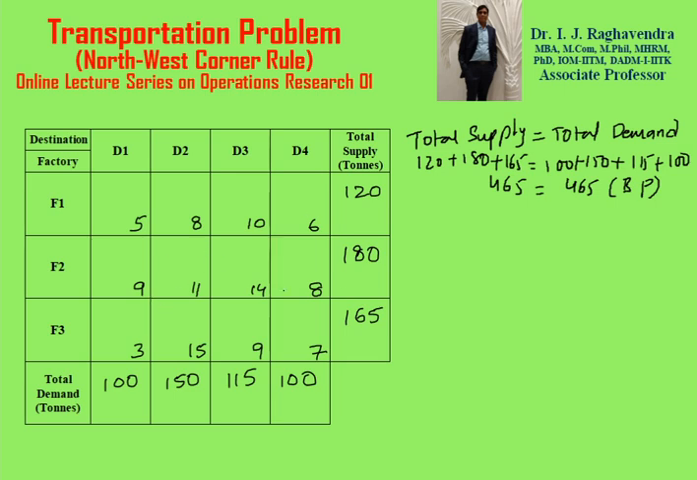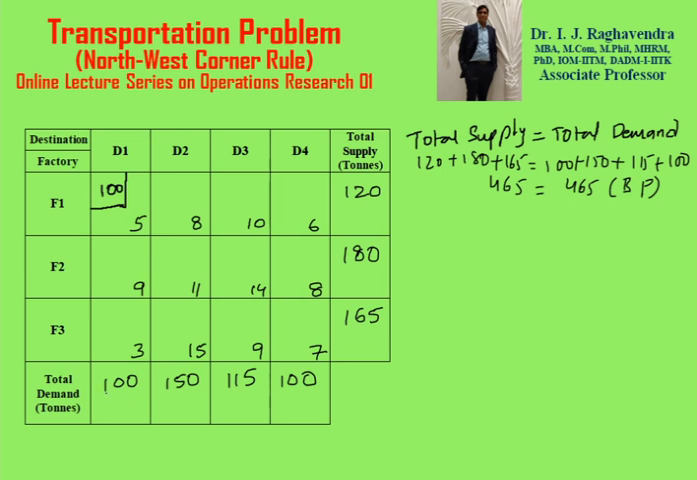Now how to solve this problem: we need to know the directions, that is east, west, north and south. As the name represents, it is the northwest corner. So always search for the northwest corner of this table and we can easily solve this problem. In this case, the northwest corner of this table is F1 and D1. We select this cell. F1 total is 120 and D1 total demand is 100. So F1 has plenty of supply, but D1 requires only 100. So we supply 100 only.